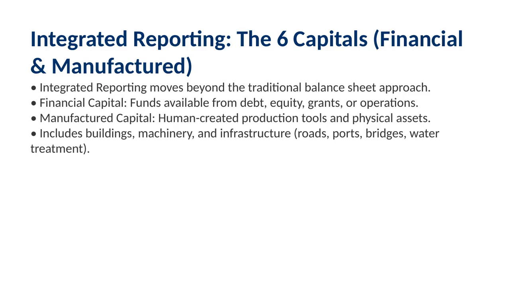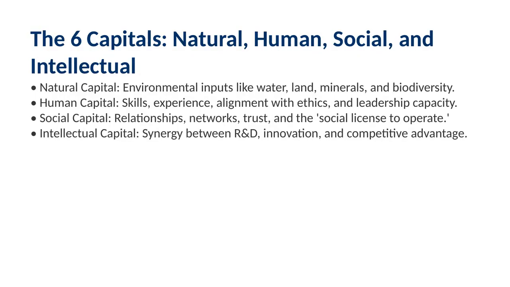Second is manufactured capital. Think of this as the human-created, production-oriented tools and equipment. This includes the physical assets available to the organization, such as buildings, machinery, and critical infrastructure like roads, ports, bridges, and water treatment plants. Next is natural capital. This is essentially the environmental input. It includes things like water, land, minerals, forests, biodiversity, and overall ecosystem health.